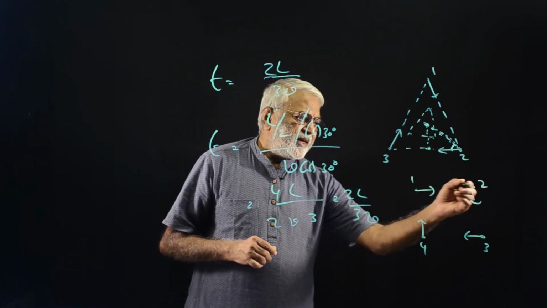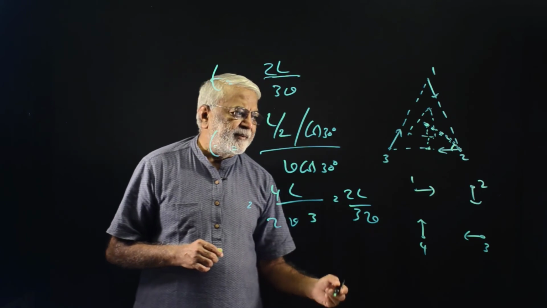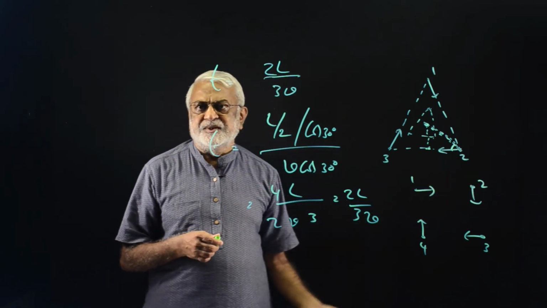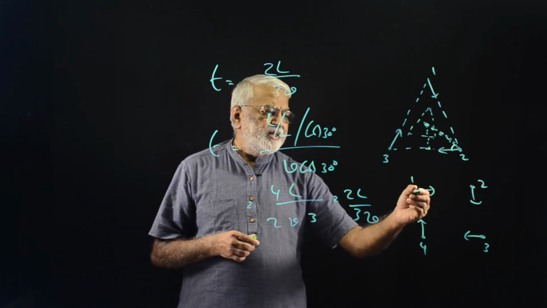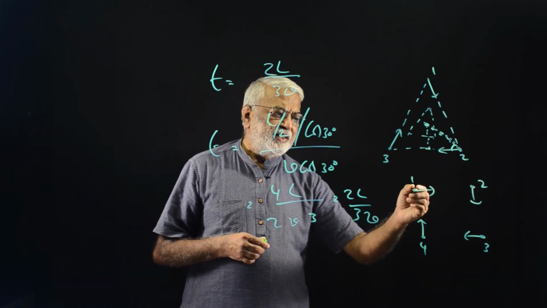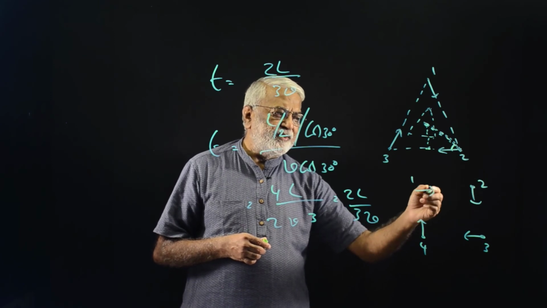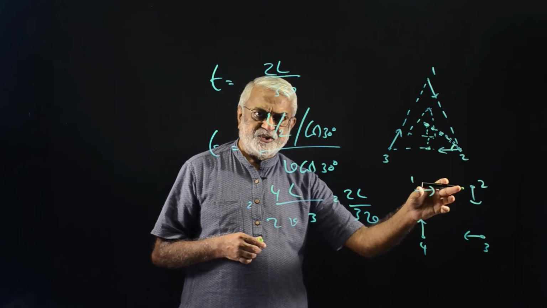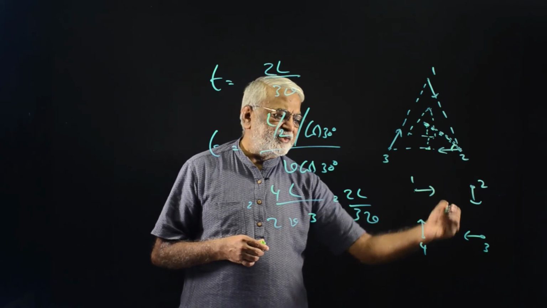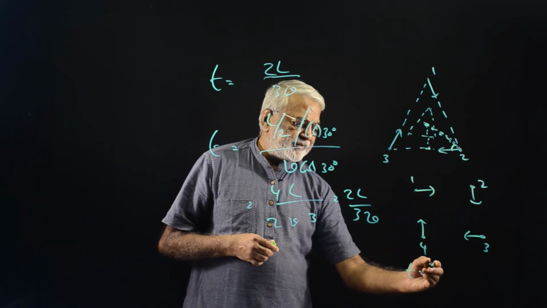And if you look at the line joining 1 and 2, the initial side of the square is L, say. So this is L. The velocity component of 2 along the line is 0. So the line 1, 2 is shrinking at v. So that's L by v. So this t is L by v.